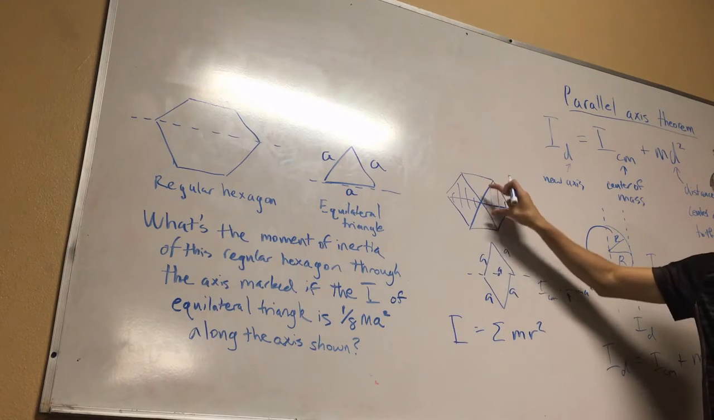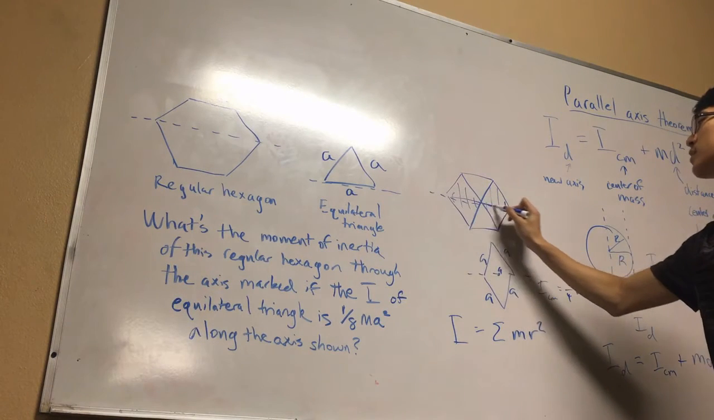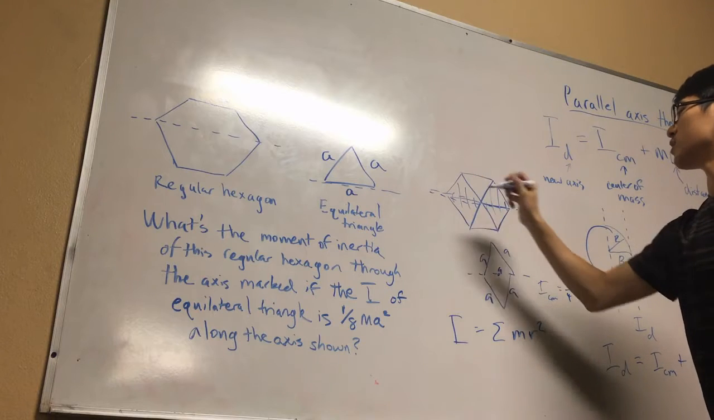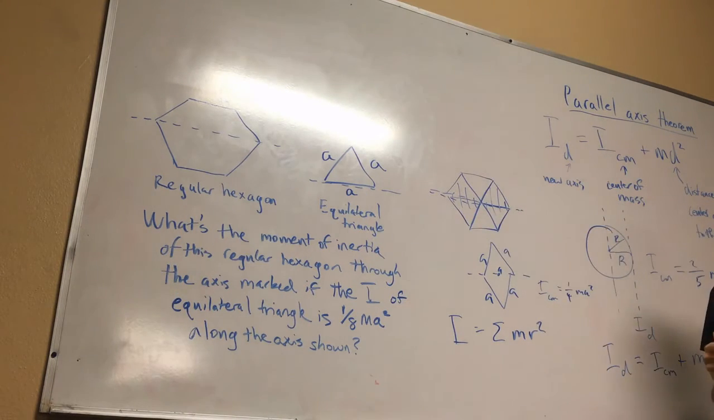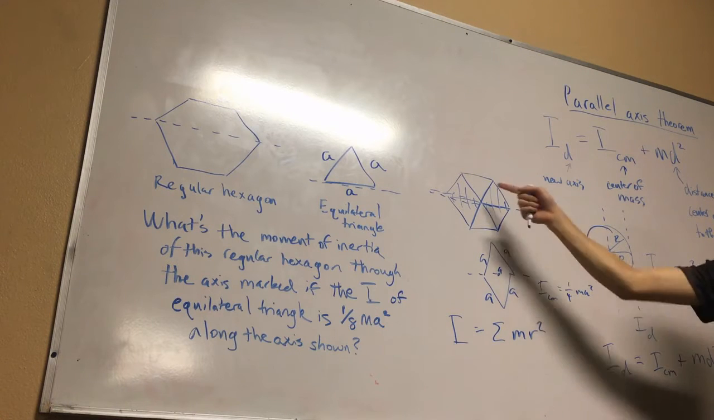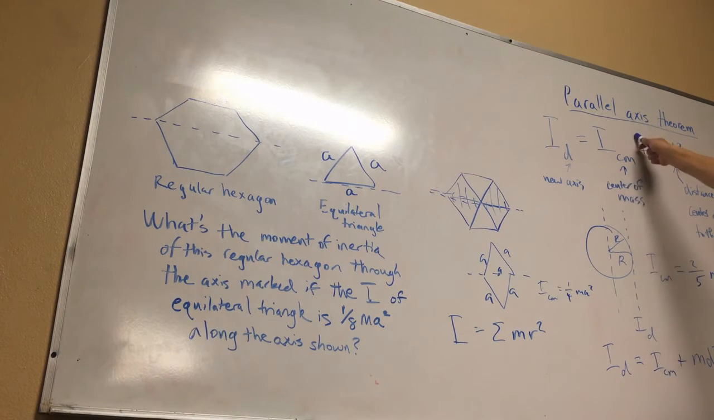But these two are different. They have different moments of inertia. Their moment of inertia is not 1/4 ma squared, because we're considering the axis to be this axis. There's more mass further away from this axis, so you'd have to calculate this differently. How do you do this? You use the parallel axis theorem. We use triangles.